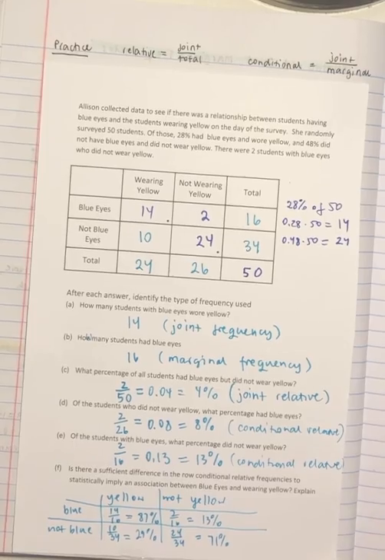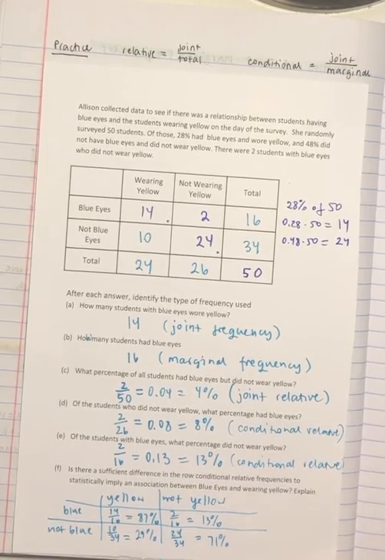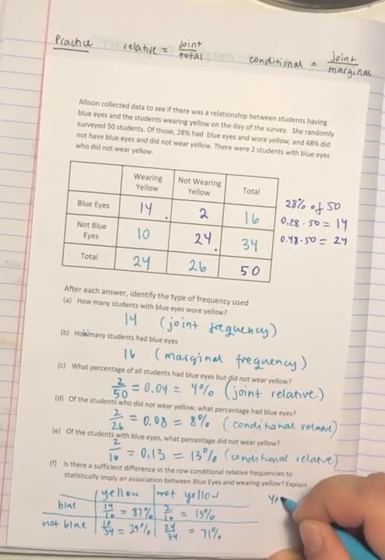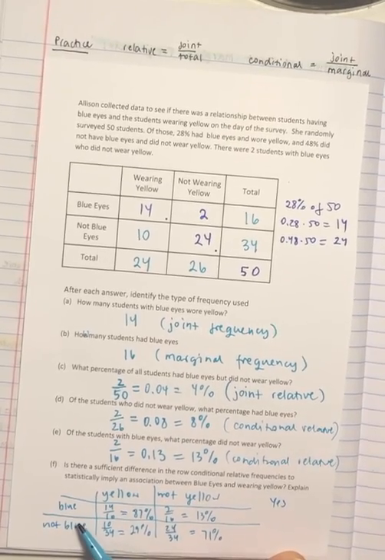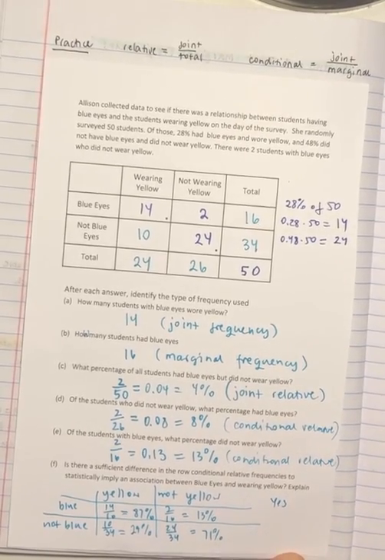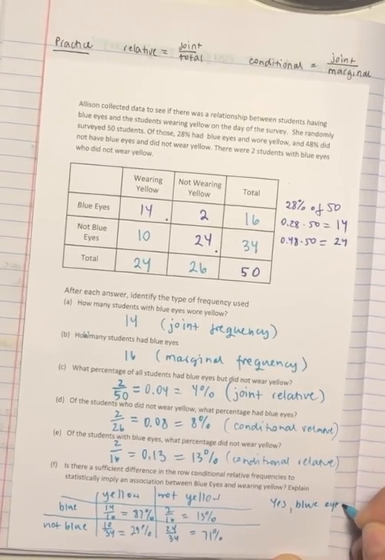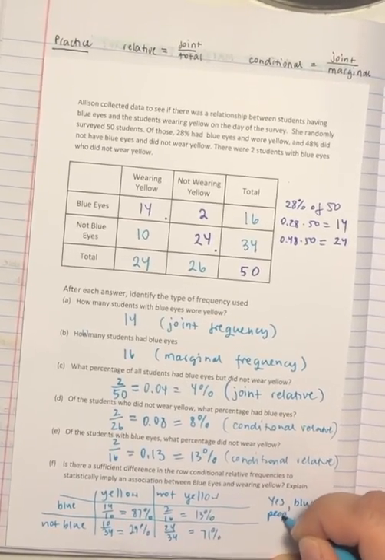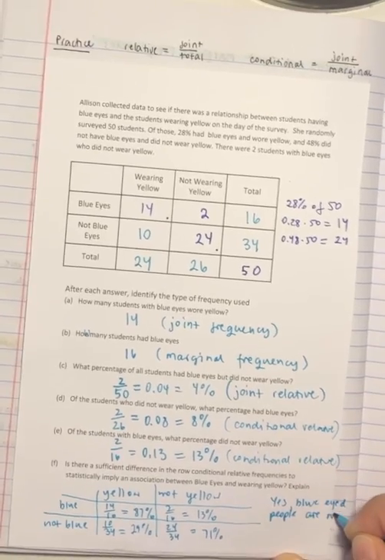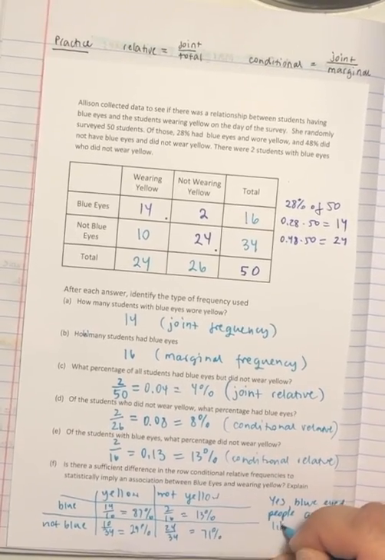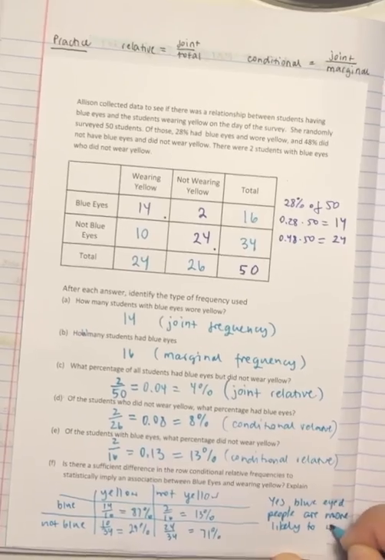Yes, there is. We can see that people with blue eyes are more likely to wear yellow. So blue-eyed people are more likely to wear yellow.